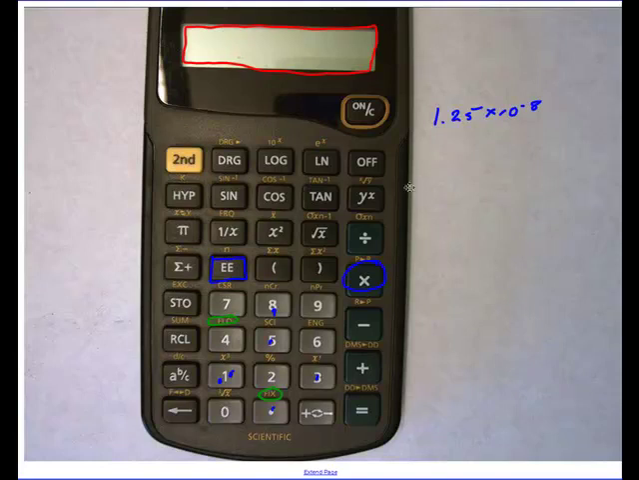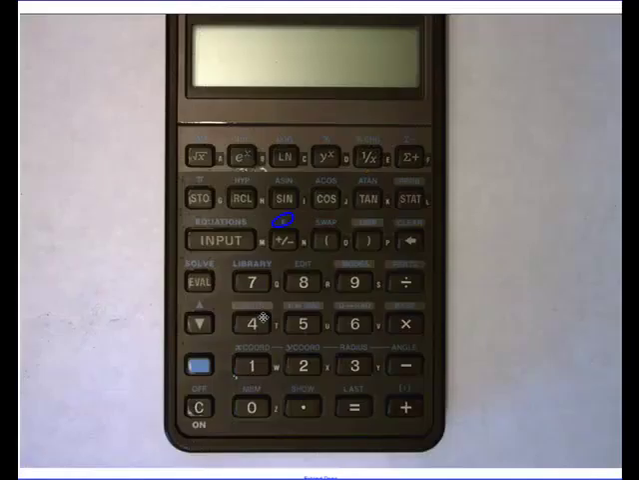Well, in your calculator, just like what you've been doing before, you're going to hit 1 point 2 5, exponent key. You're going to hit the exponent key, and then you're going to find this button right here. This is a change sign button. On my TI it looks like this. On this calculator, it's that plus slash minus.